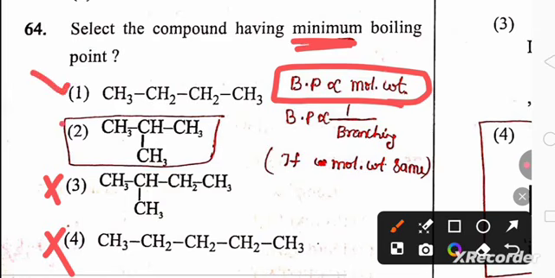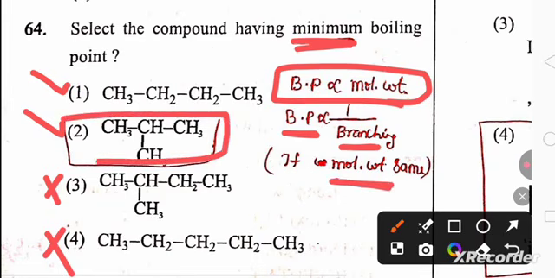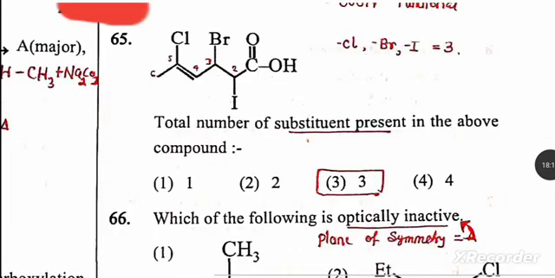Options 1 and 2 both have the same number of carbon atoms, butane and isobutane. And one more concept we know: boiling point is inversely proportional to branching. As branching increases, boiling point decreases if the molecular weight is the same. So in option 2 you can find branching, so option 2 has the minimum boiling point. Let us move to the next question, children.